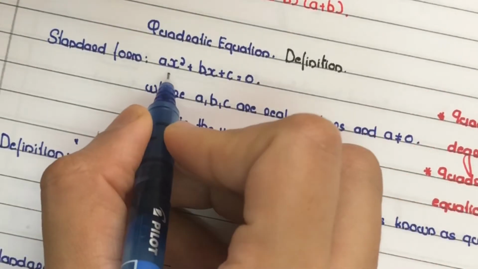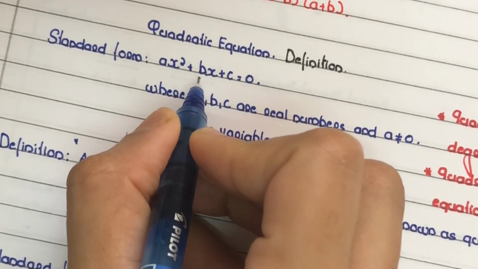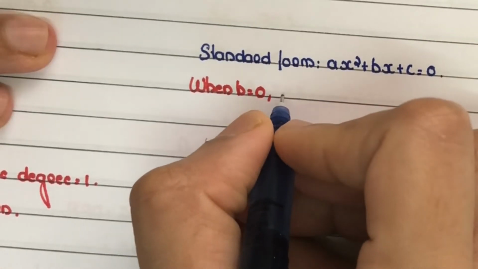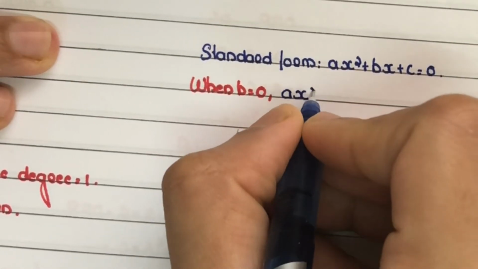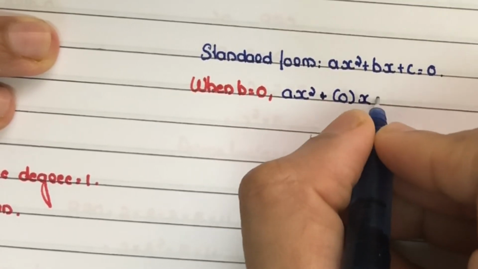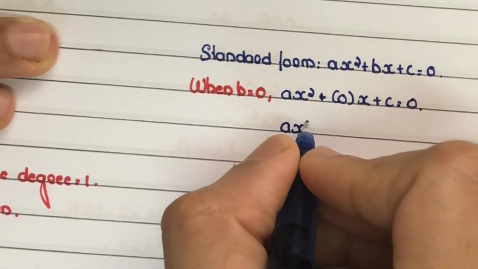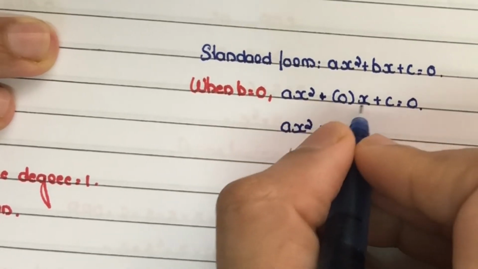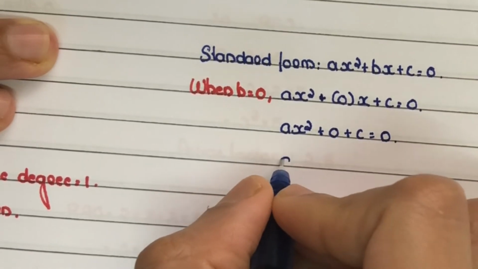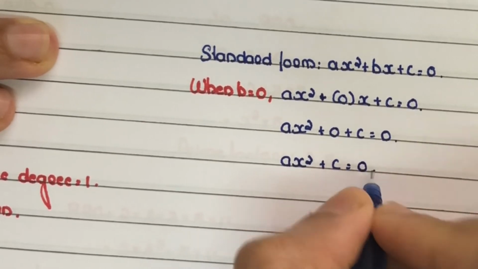Next, we can see what will happen to this equation when b is equal to 0. Substitute b = 0 in this equation: ax² + 0 into x + c = 0. That is ax² + 0 into x is 0, plus c equal to 0. That is ax² + c = 0.